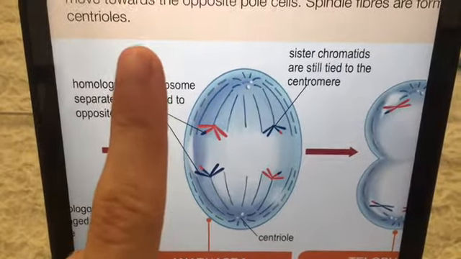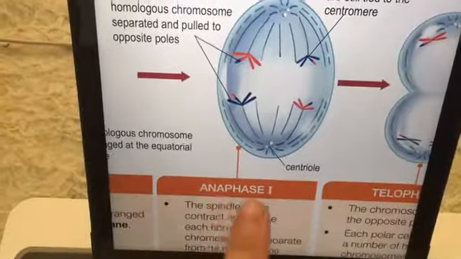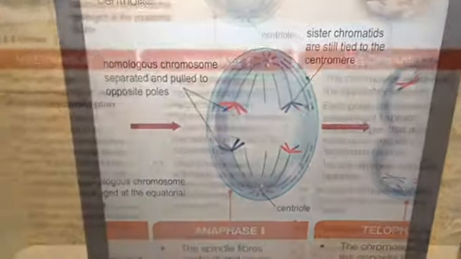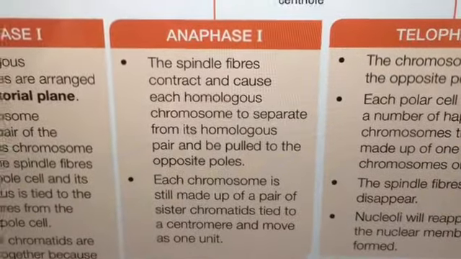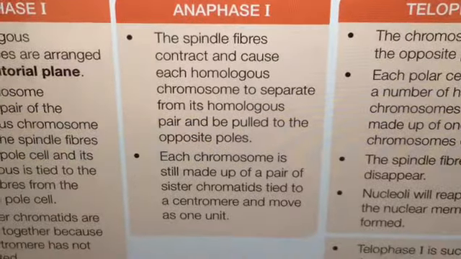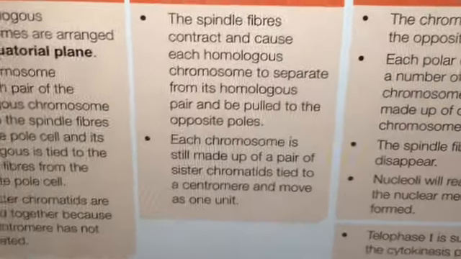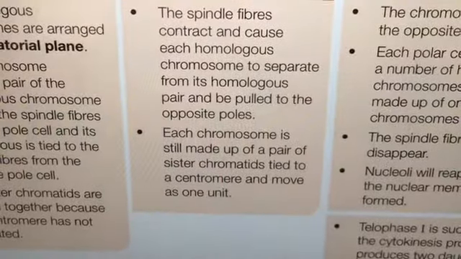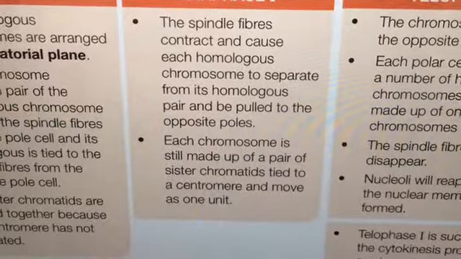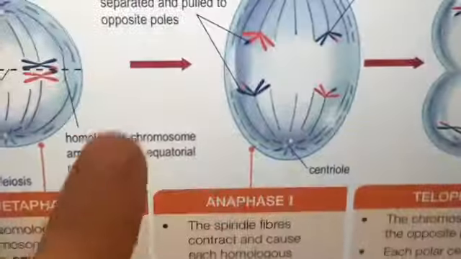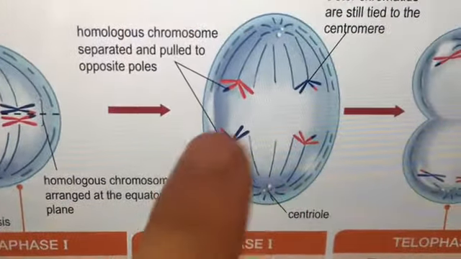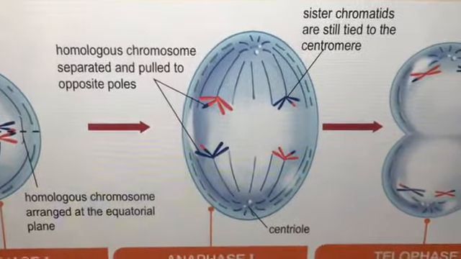Okay, they will separate, but not yet. So in anaphase 1, the homologous chromosomes separate. The spindle fibers contract and cause each homologous chromosome to separate from its homologous pair and be pulled to the opposite poles. Each chromosome is still made up of a pair of sister chromatids tied to a centromere and moves as one unit. So this whole thing moves as one unit. This one thing moves as one unit.